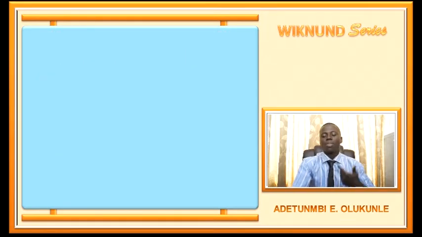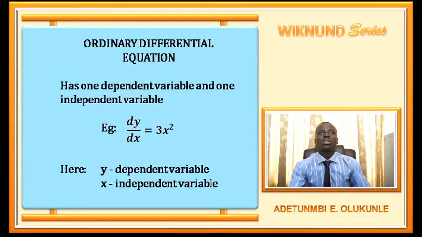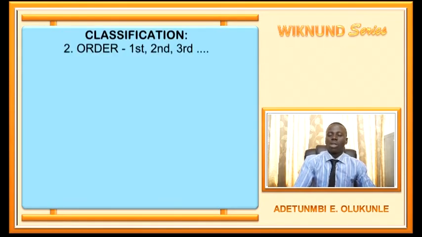So when you have one dependent variable and one independent variable contained in a differential equation, you say such a differential equation is ordinary. But when you have a dependent variable and 2 or more independent variables, you say such a differential equation is partial. So that is classification based on type. 2. Classification based on order.